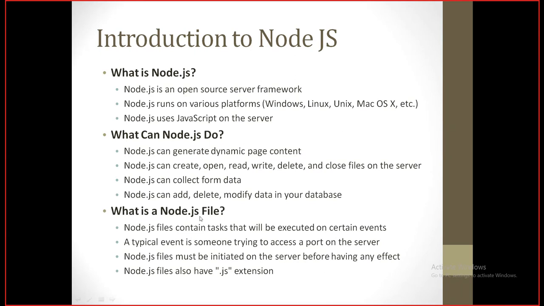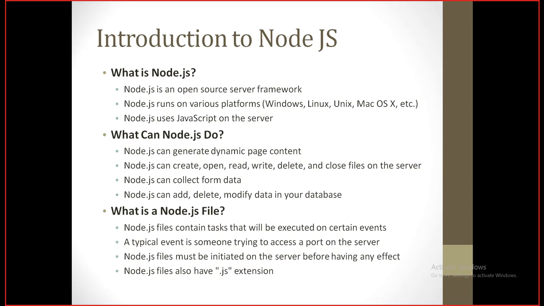So what will be a part of the Node.js file? Firstly, it will contain the task that will be executed when a certain event occurs, and typically that event is a particular port being accessed. For example, port 8080 is being accessed whenever we target a Node.js file over the HTTP protocol, right? So whenever a certain event occurs, at that time the tasks present in the Node.js file will get triggered.